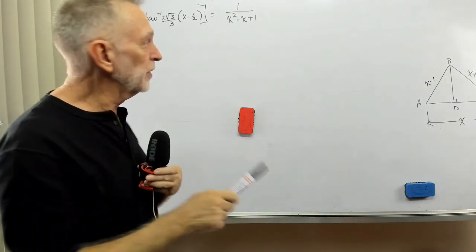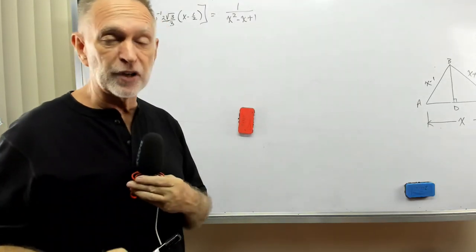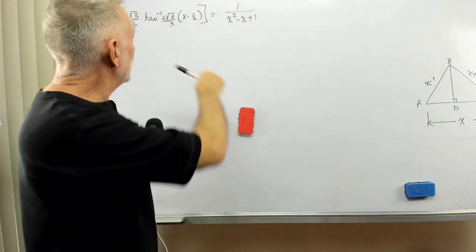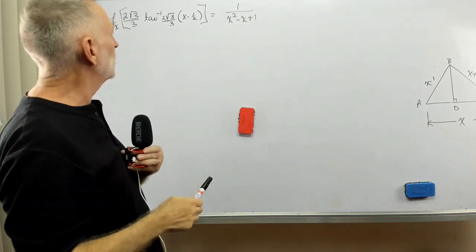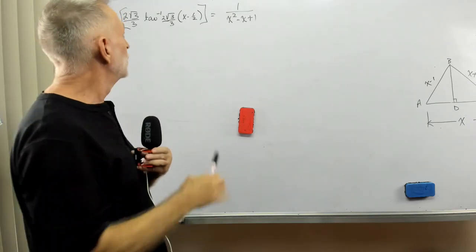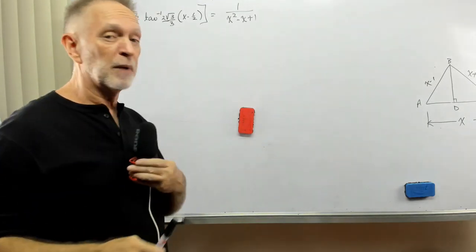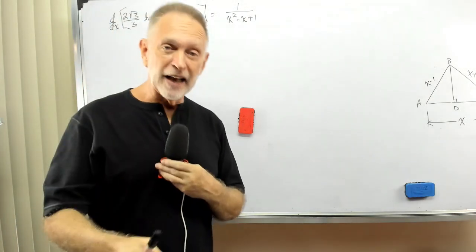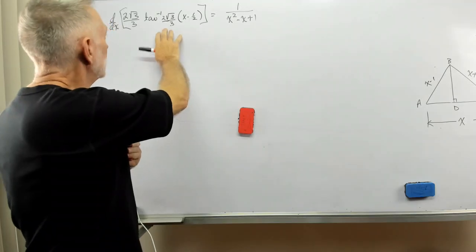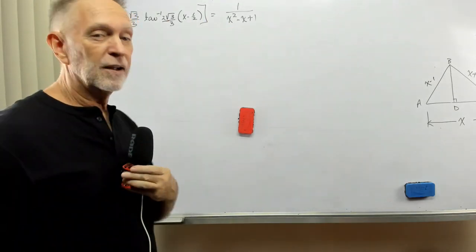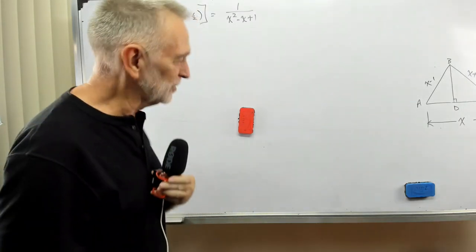Recall in a previous video we integrated 1 over x squared minus x plus 1 and ended up with what's in this parentheses: 2 square root 3 over 3 tangent inverse of 2 square root 3 over 3 times the parentheses x minus 1 half. But now we're going to take the derivative of this and see if we end up getting our original integral. So hey, let's get busy.